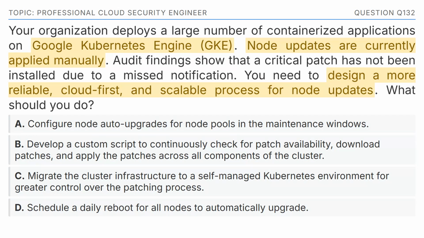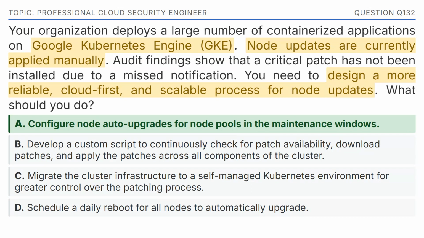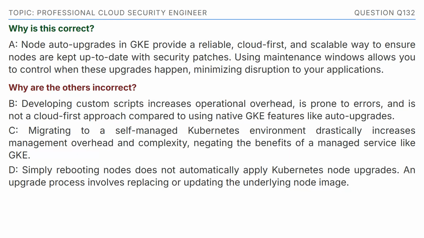To arrive at the correct answer, we focus on the keywords: Google Kubernetes Engine, GKE, node updates are currently applied manually, design a more reliable, cloud-first, and scalable process for node updates. The correct answer is option A, configure node auto upgrades for node pools in the maintenance windows. Why is this correct? A.